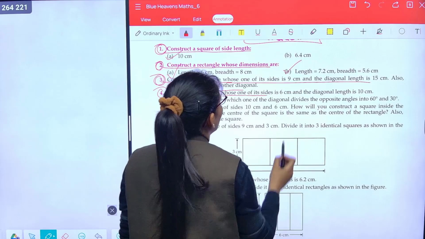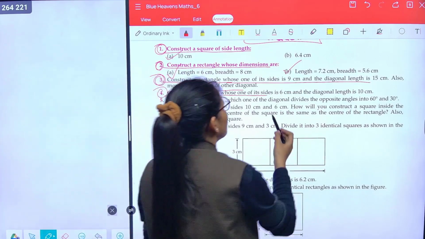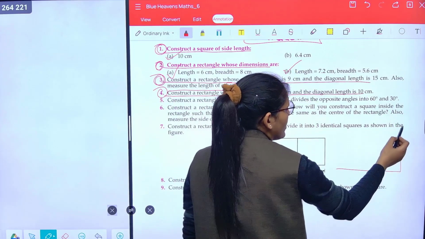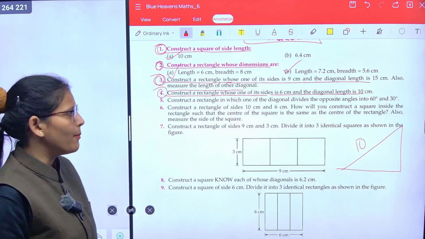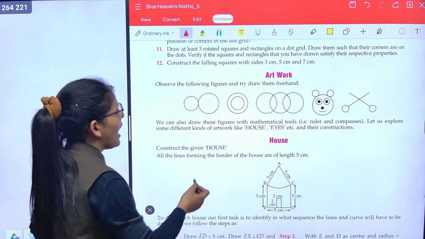Construct a rectangle whose one of its sides is 6 centimeter and the diagonal is 10 centimeter. Again class, you will draw this, then again take your 10 centimeter from here, so the diagonal will be 10 centimeter, with the help of ruler and the compass. Understand class? Rest of the questions do yourself. Come on, artwork.